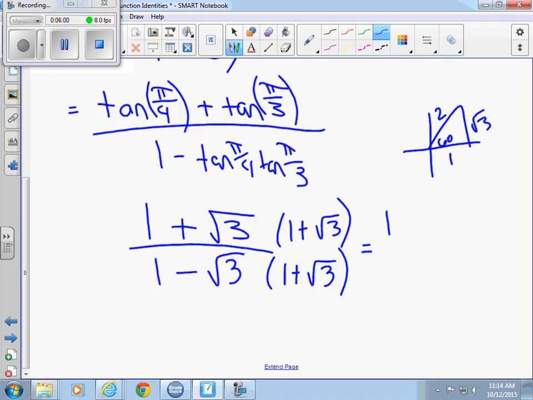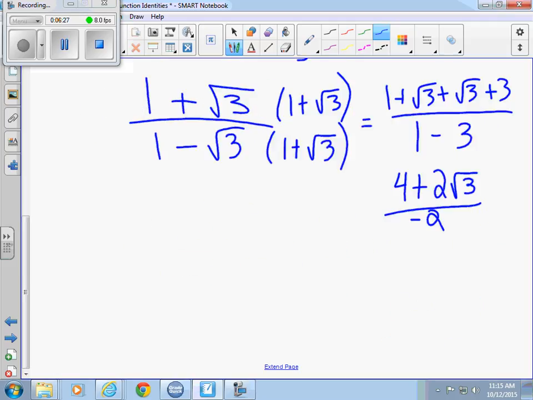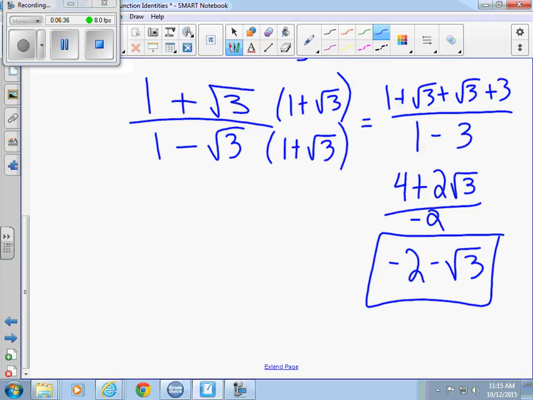First, outer, inner, and last. How in the world did I get 1 minus 3 on the top? The inner and outer cancel. 1 squared minus radical 3 squared, which is 3. So I get 4 plus 2 radical 3 over negative 2, which simplifies again to negative 2 times the square root. Good. We get to see that one not because of the trig part, but because of the simplification in the algebra part.